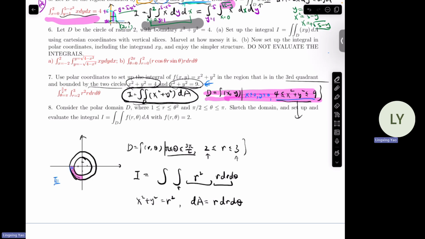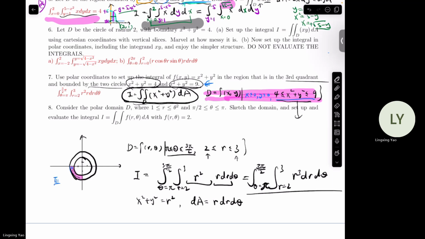And we are integrating r as the interior integral. Theta is for the exterior. So theta is between pi and 3 pi over 2. R is between 2 and 3. So this is what we have. Indeed, we have theta equals pi to 3 pi over 2, r equals 2 to 3, r cubed dr d theta. So this is the integral we need to set up.